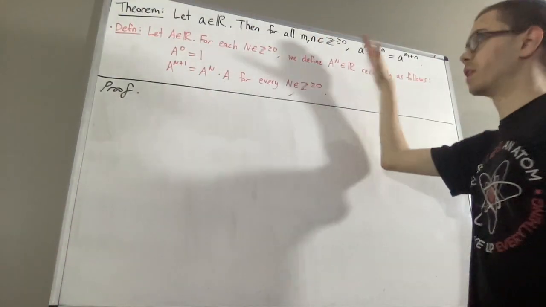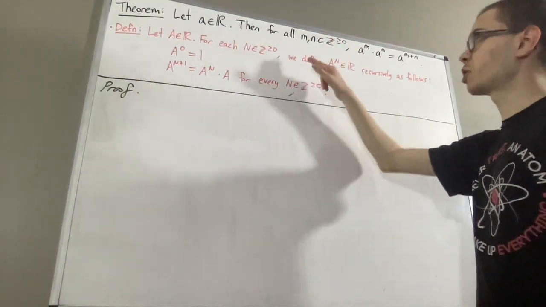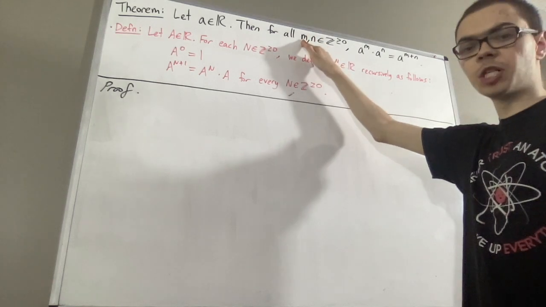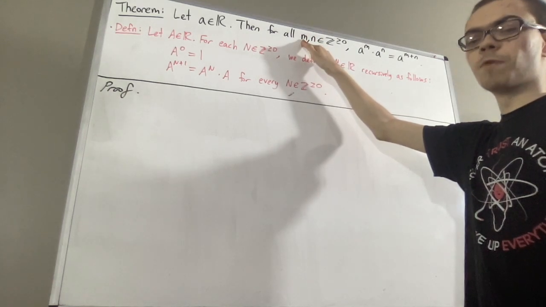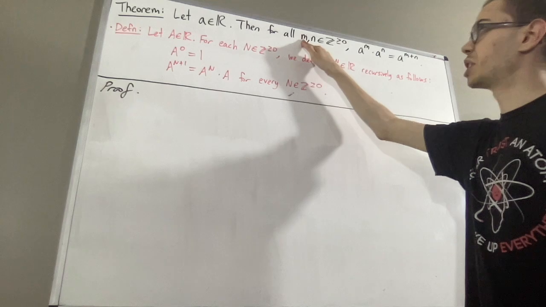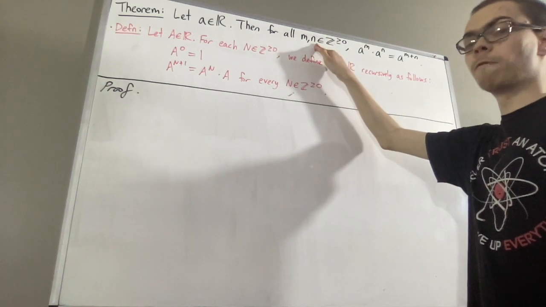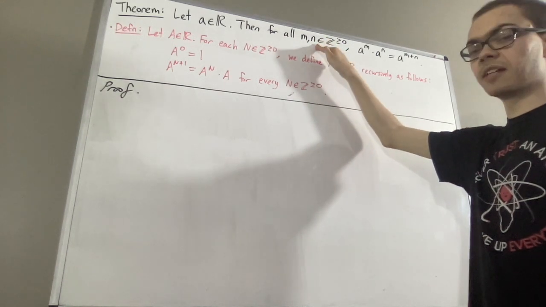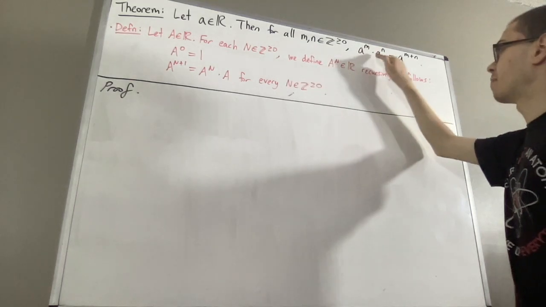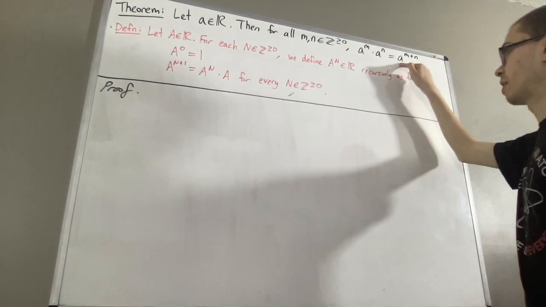So the way we're going to prove this is we are going to start by giving ourselves an arbitrary non-negative integer m. From there, we are going to proceed by induction on n to show for all non-negative integers n, a to the power of m times a to the power of n is equal to a to the power of m plus n.